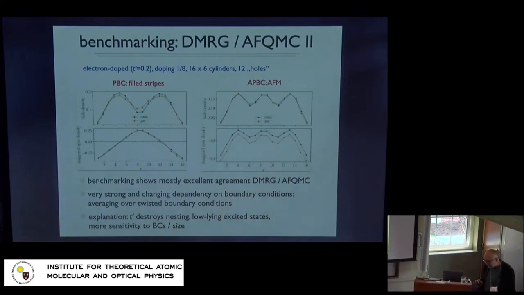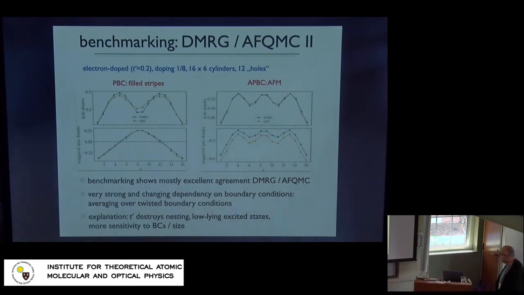For the t' equals zero case, it did not matter, or not to any extent that was really beyond what you would typically expect. Of course, numbers will change a little bit. But we think the most likely explanation is that the t' destroys the nesting. We looked at the low-lying excited states with both methods, to the extent that we can do that. And what you find is there's a huge bunch of low-lying states which change their relative arrangement when you play with the boundary conditions.